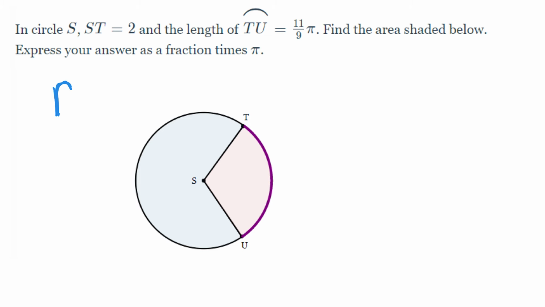So let's read. It says circle S. ST has a measure of 2. The length of TU is 11/9 pi.